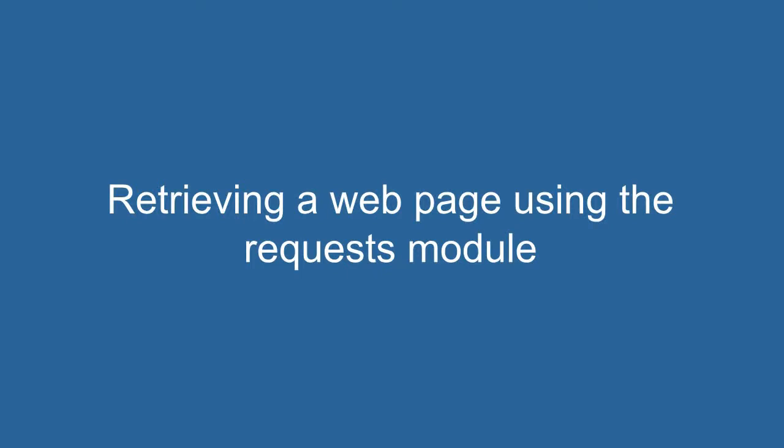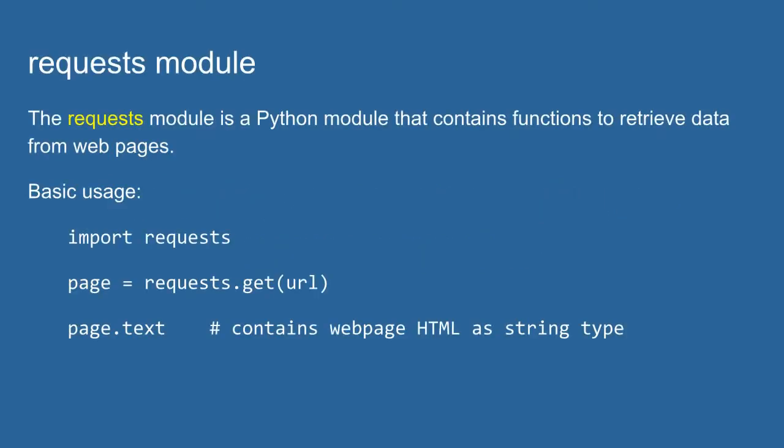In this video, I'm going to show how you can use the Python 3 requests module in order to get HTML web content from a website. So let's discuss the requests module. The requests module is a Python module that contains functions to help retrieve data from web pages.